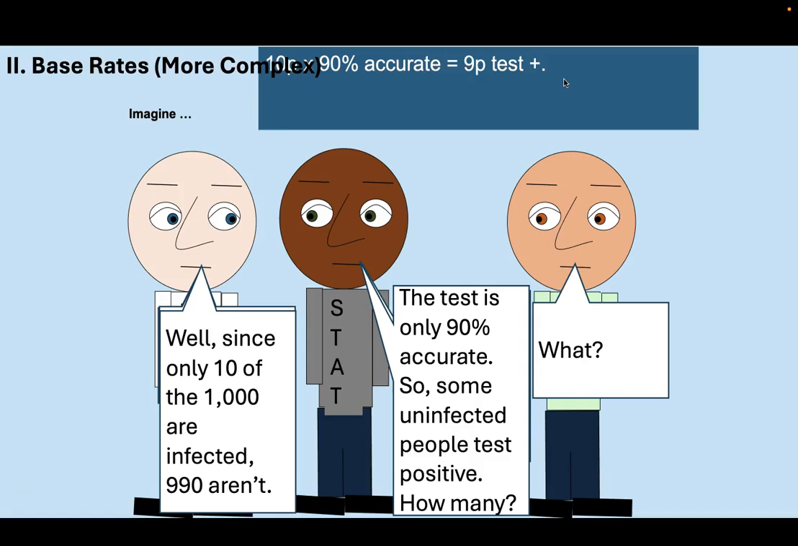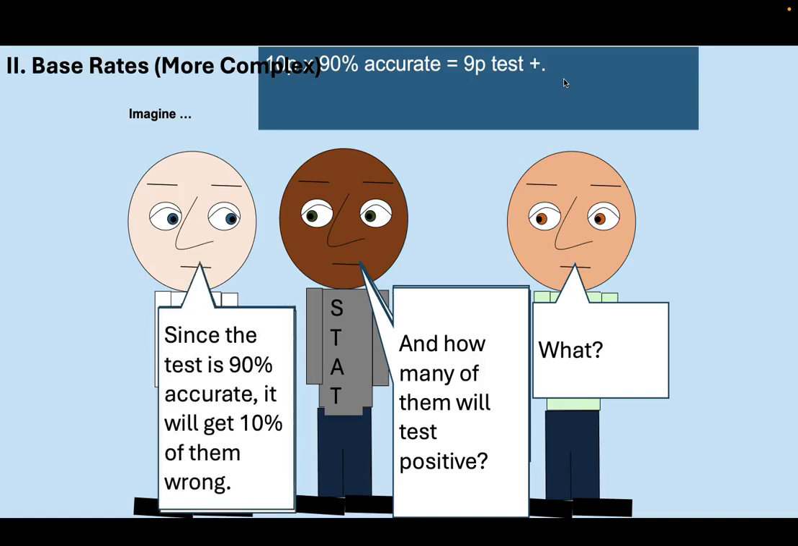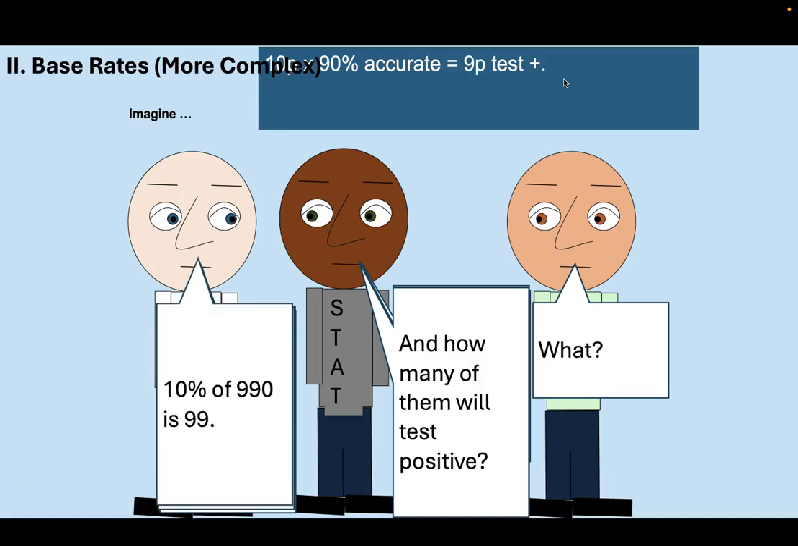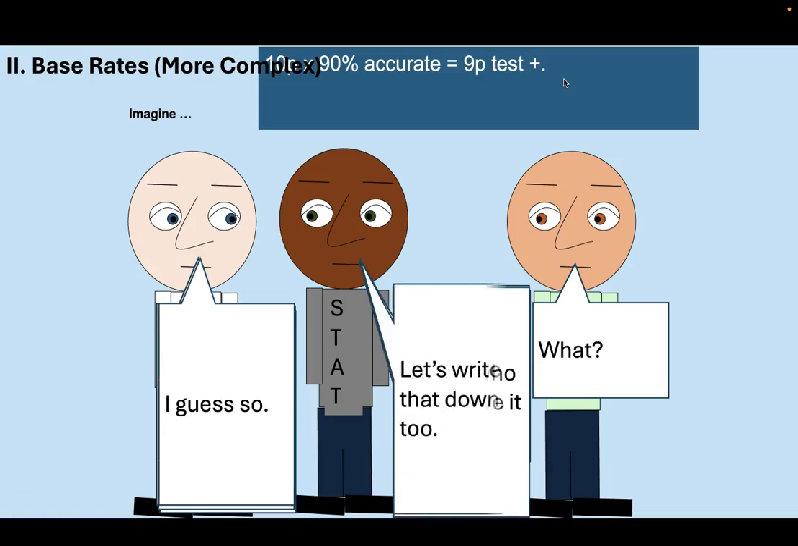Because remember, there's only 1% of the population that has the virus. So 990 of the people I tested are not infected. And how many of those 990 are going to test positive? Well, the test is 90% accurate, which means it gets 10% wrong. So 10% of 990 are going to test positive even though they don't have it. And that's 99. So 99 people who don't have the virus are going to test positive. And the doctor says, I guess that's right. And the statistician says, let's write that down too.